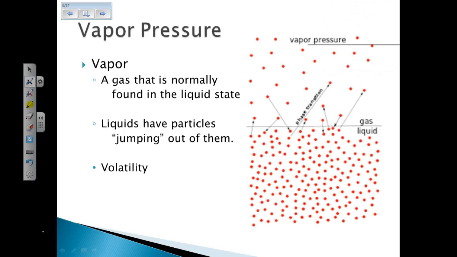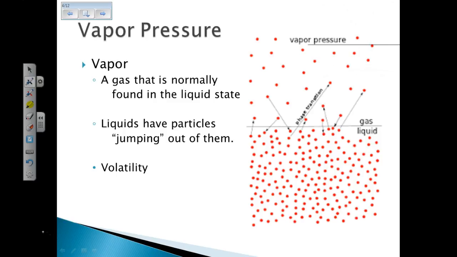A vapor is a gas of some sort of compound that is usually found in the liquid state. I guess you could have solid vapors too, like sodium vapor in light bulbs and things like that. But typically it is a gas that we normally find as a liquid in normal conditions, normal settings.